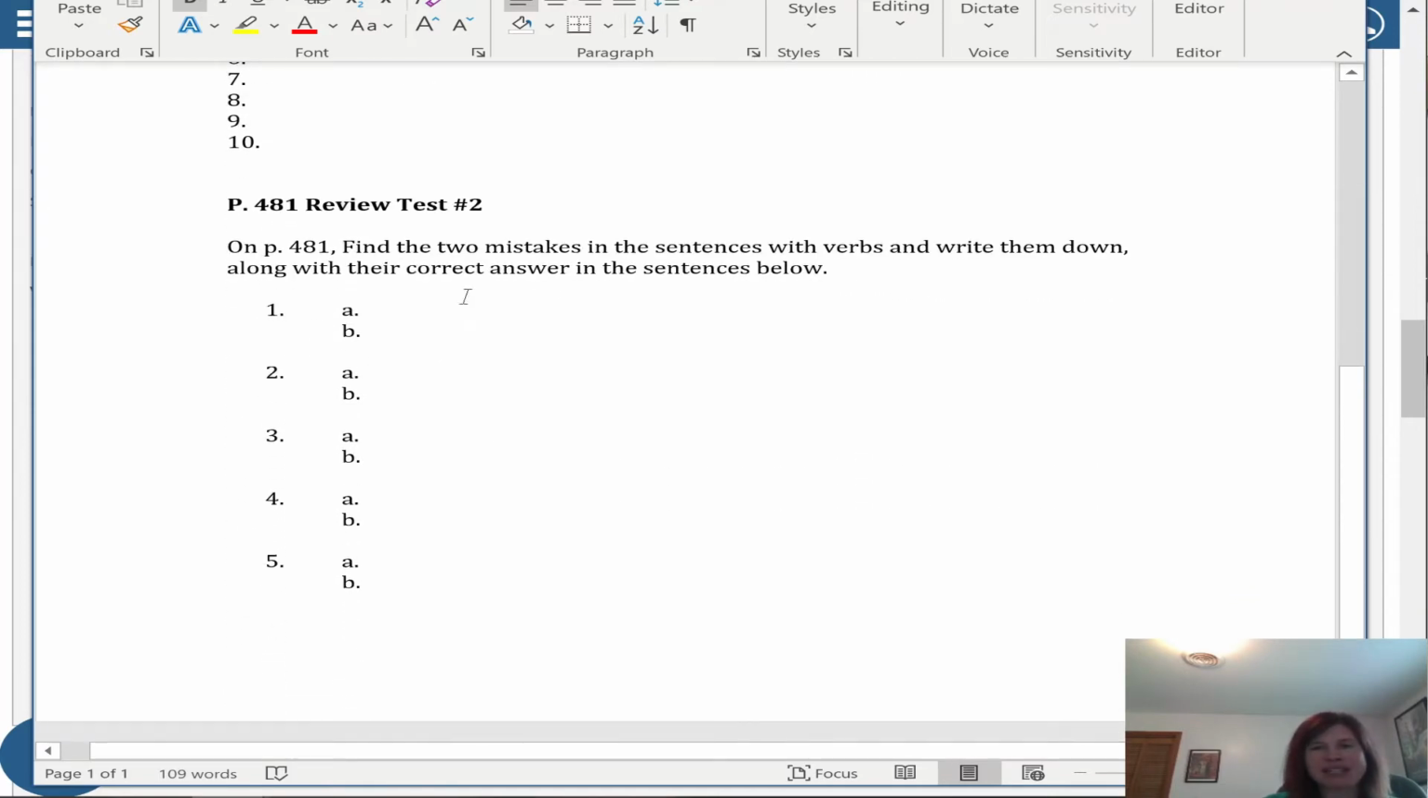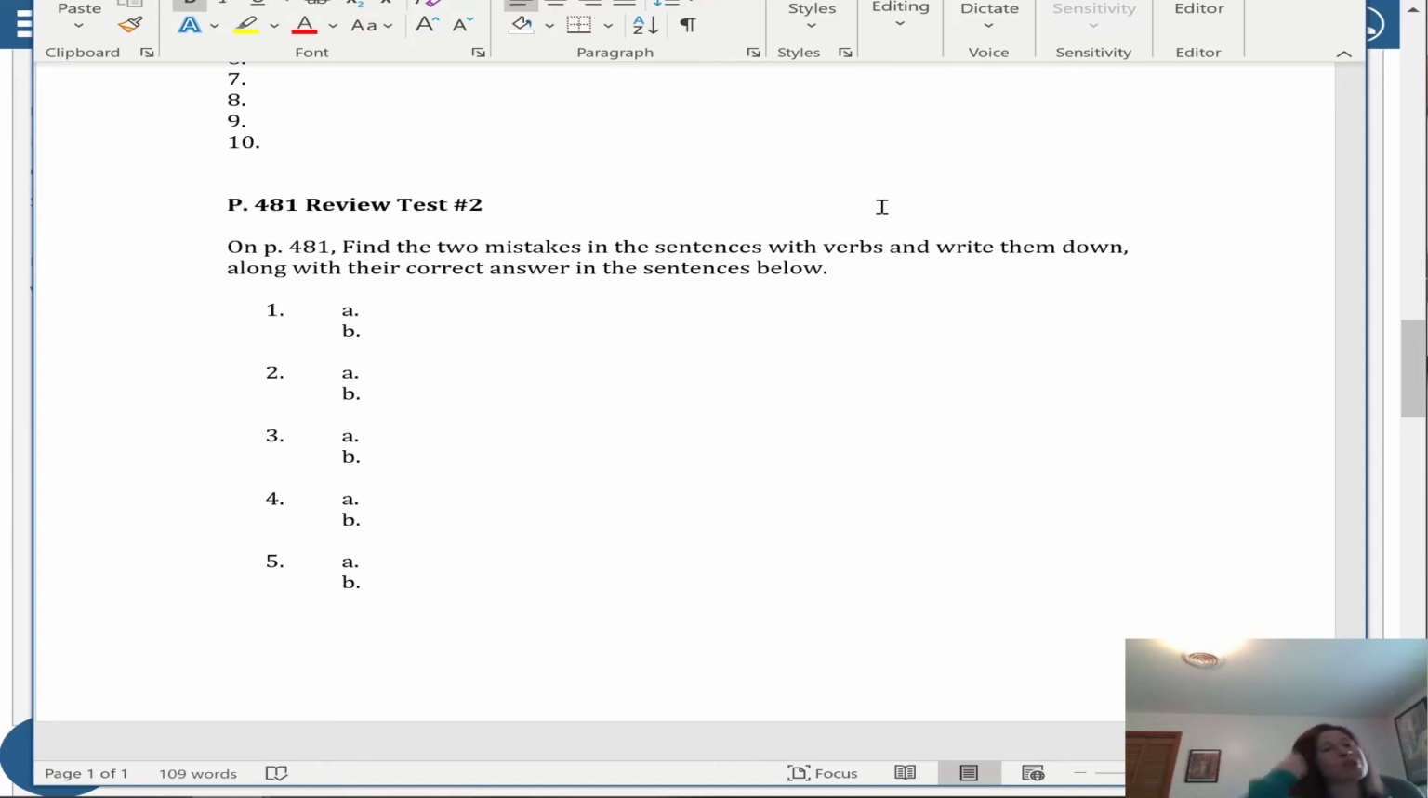The other aspect here is, in part 2, there are 2 mistakes in the sentences in terms of verbs. So write down the 2 verbs that are incorrect and write down the correct version beside it. Again, you need to write down both the incorrect and the correct verb in order to get full credit for this assignment. So just make sure you follow directions. It should be a very easy assignment.